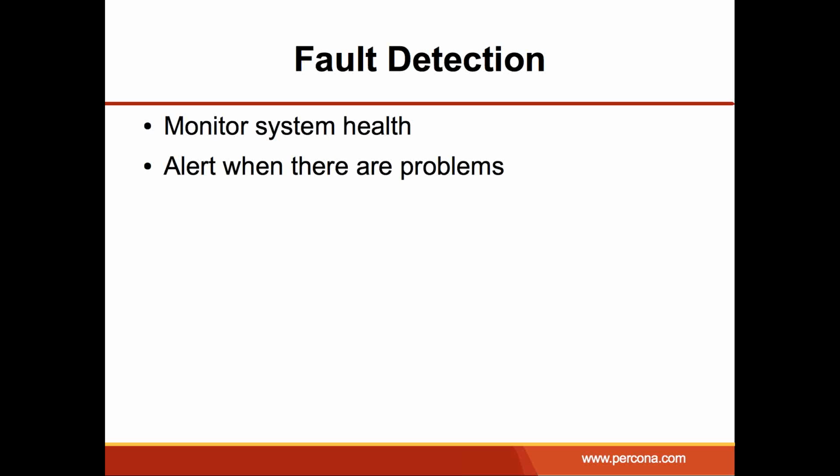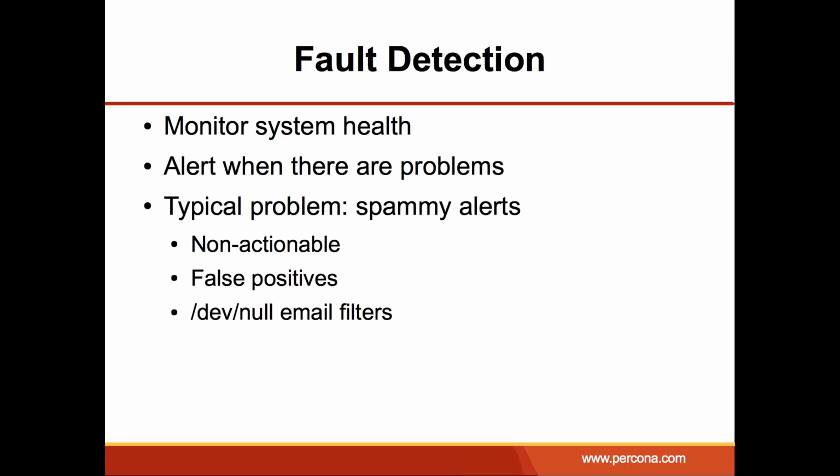For fault detection, the way that I like to approach this is monitoring system health. Rather than capturing metrics about things and recording them for later analysis, I want to figure out when something is unhealthy or is not behaving as it should, and then alert someone so that the problem can be resolved. And there really is a whole different set of needs and constraints for a system like this than for recording metrics. So the typical problem that comes up with fault detection systems is that you get too many alerts, and the alerts are not helpful.